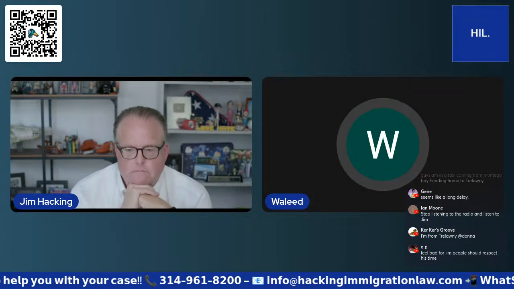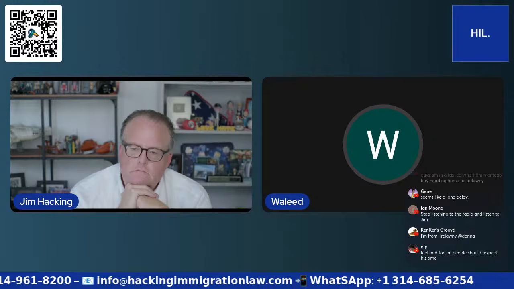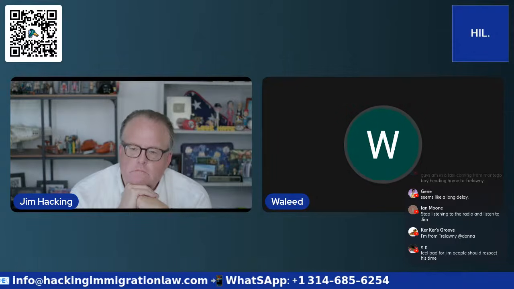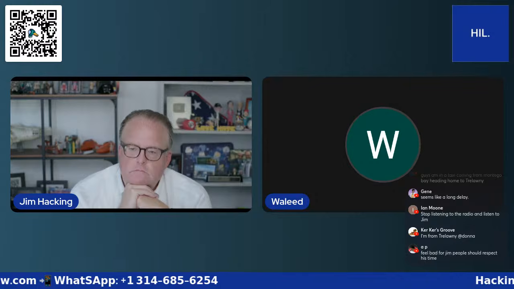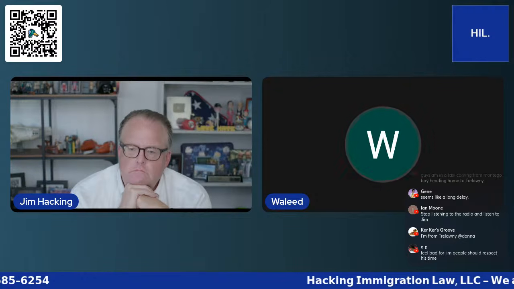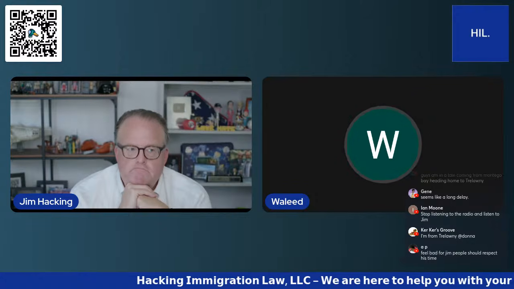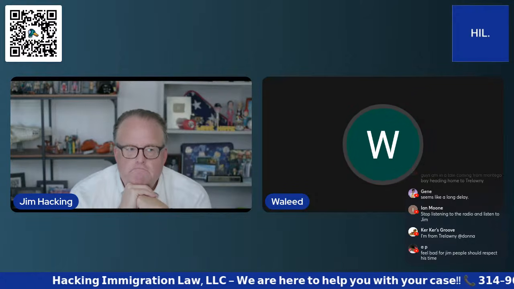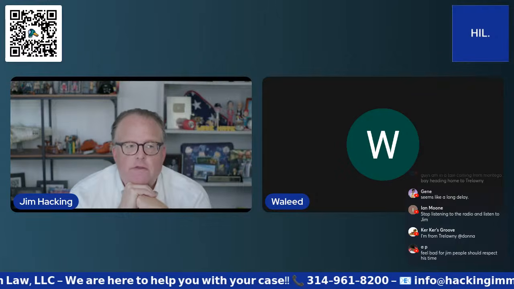And I have two re-entry permits. So it's been 16 years since I've been to the US. So I was thinking, would it be appropriate to file the SB1 returning resident application, or is it worth it? Or a waste of time? Waste of time. Okay. You haven't been here for 16 years.